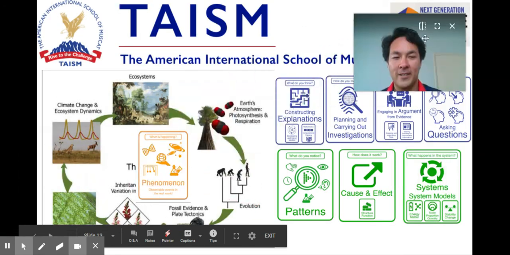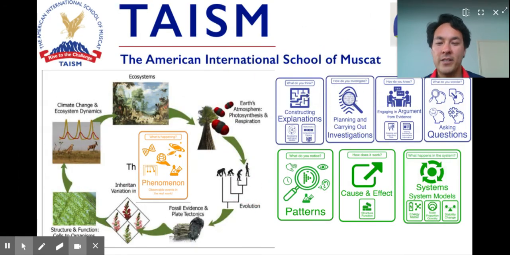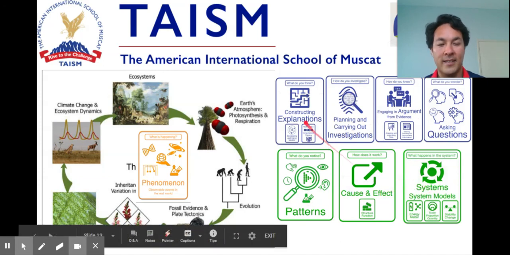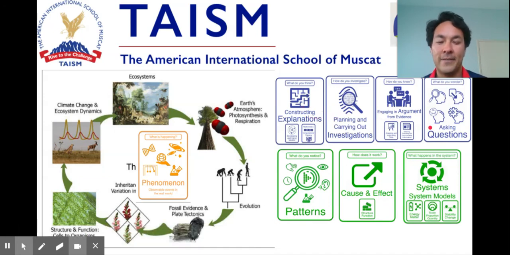All right, so here's my ending slide here. What's most important? I think what's most important is learning how to think and work like a scientist. So the thinking being the cross-cutting concepts, and then the doing being the scientific practices as you investigate phenomena.